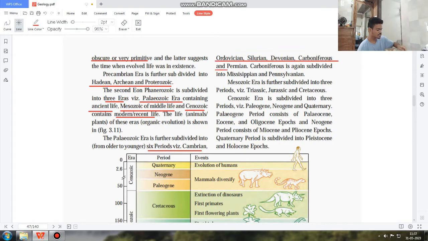So I told you one easy trick to remember this. Just remember this code word: COSDCP. Remember this. Cambrian, Ordovician, Silurian, Devonian, Carboniferous, and Permian. Now this Carboniferous, this second last fellow, is again subdivided into 2 parts: Mississippian and Pennsylvanian.